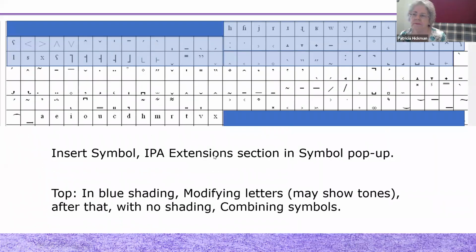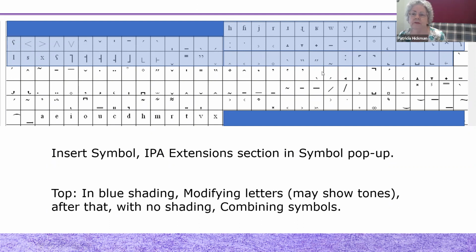This is what we mean by the parts here. This is just a section, a subset of that symbol pop-up box. These sections that are in light blue, I put the blue color there. These are modifying symbols. They're mostly used in tonal language. They're to show the tone, and there's probably other uses I haven't studied about.